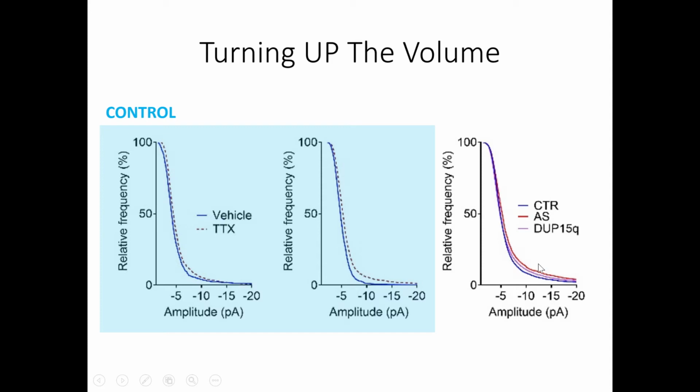The second thing I point out is this is a sort of different experiment, but here's just looking at the vehicle distribution, so the volume of the events between controls, Angelman, and dupes at baseline. And Eric showed this yesterday in a different set of experiments, but it looks like both dupes and Angelman neurons have these larger volume events compared to controls, even in these later experiments.